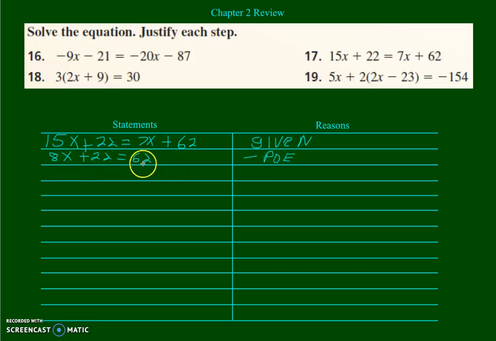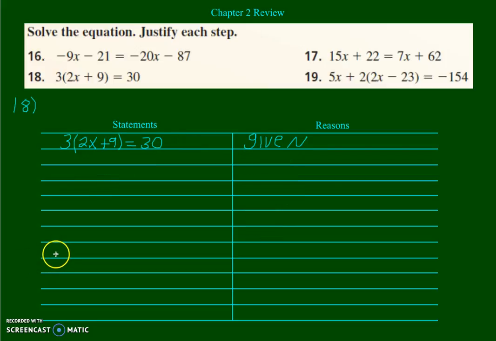Then I'm going to subtract 22 from both sides. So we have 8x = 40. Again, that's subtraction property of equality. And then we're going to divide by 8, which is division property of equality. And now on to problem 18.